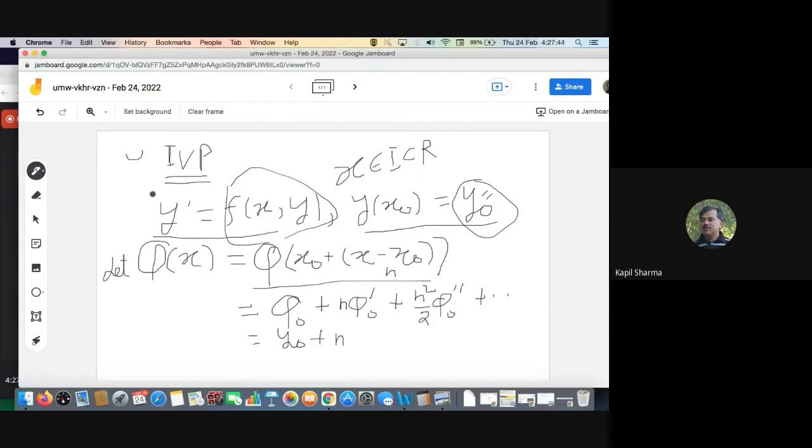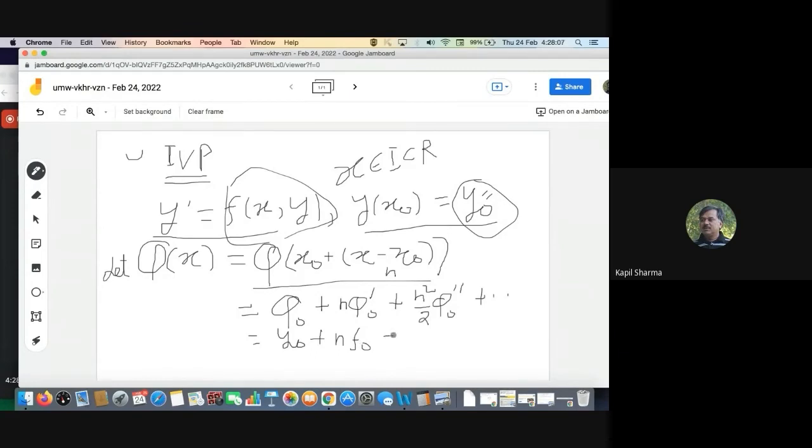Because phi satisfies this one. Sir, f prime. So it is f, not f prime. F del, partial derivative? No, not partial derivative, because y prime is equal to f. So phi satisfying this, phi prime is equal to f. Yes. So f at 0.